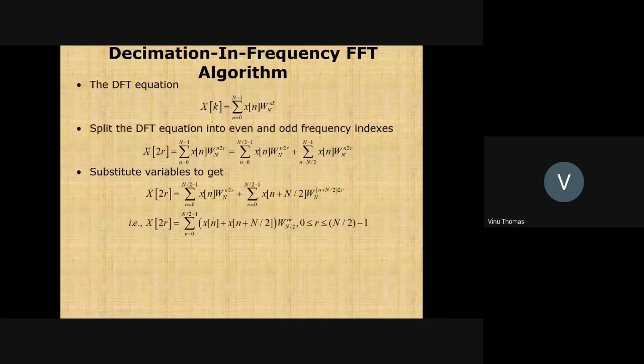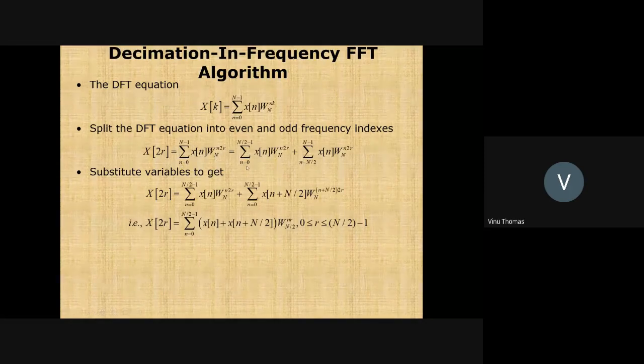We will first write the even samples of X of k. We will call that X of 2r. So X of 2r is equal to sigma n equal to 0 to N minus 1 x of n W_N raised to n into 2r, where k was equal to 2r. So when r takes values from 0 to N by 2 minus 1, this 2r takes values from 0 to N minus 1.